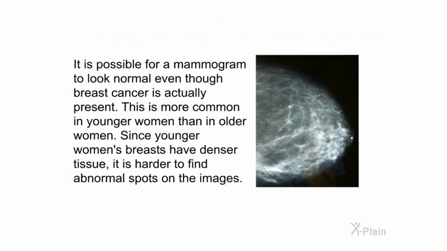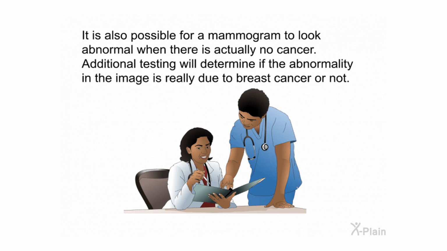It is possible for a mammogram to look normal even though breast cancer is actually present. This is more common in younger women than in older women. Since younger women's breasts have denser tissues, it is harder to find abnormal spots on the images. It is also possible for a mammogram to look abnormal when there is actually no cancer. Additional testing will determine if the abnormality in the image is really due to breast cancer or not.